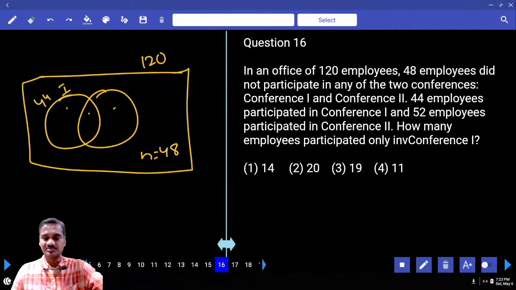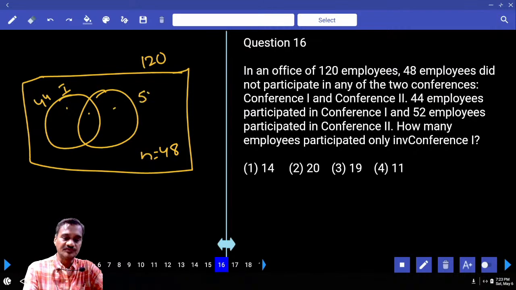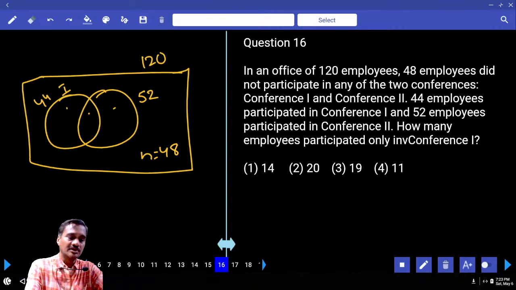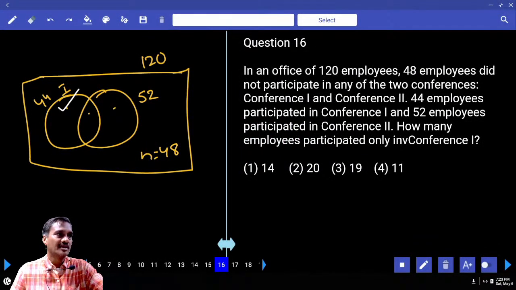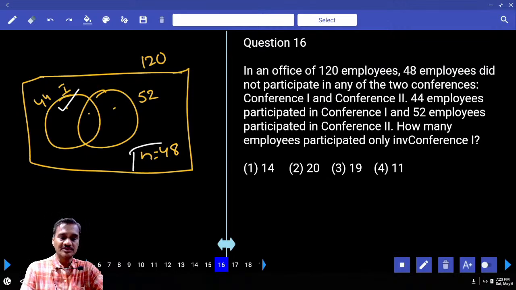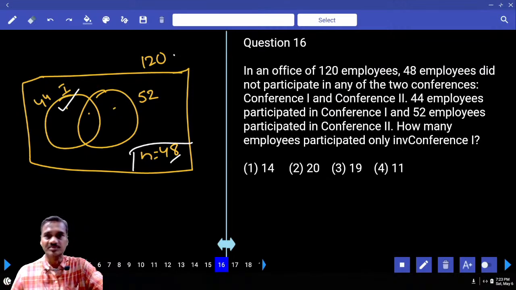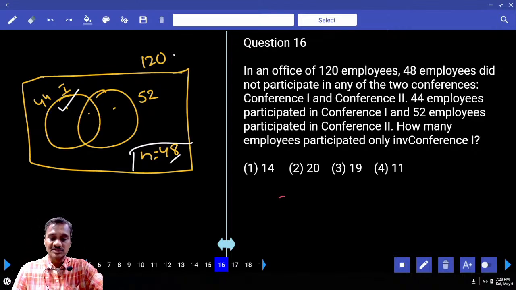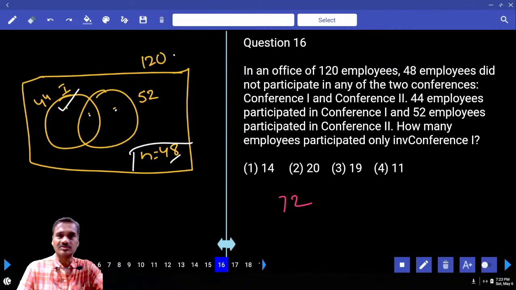And 52 employees participated in conference 2. Now this is 52. Then how many participated only in conference 1? Now we need to find out those who have participated in this one. Now out of this 120, 48 is removed. Now we are left with how much? 72. Now these three must equal 72.